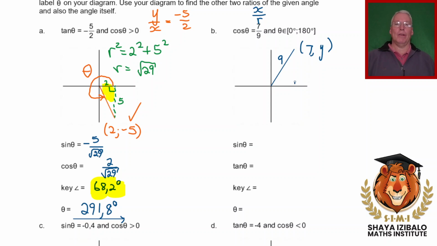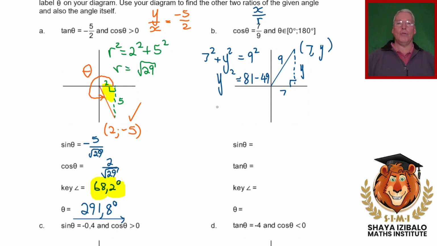And again, we're going to use Pythagoras, right? Because the x value is 7 and the y value we don't know yet. But 7 squared plus y squared, the two sides that make the right angle, square to get the one opposite the right angle, 9 squared. So in fact, we get y squared is 81 minus 49. 81 minus 49 is 32. So y is in fact equal to the square root of 32.